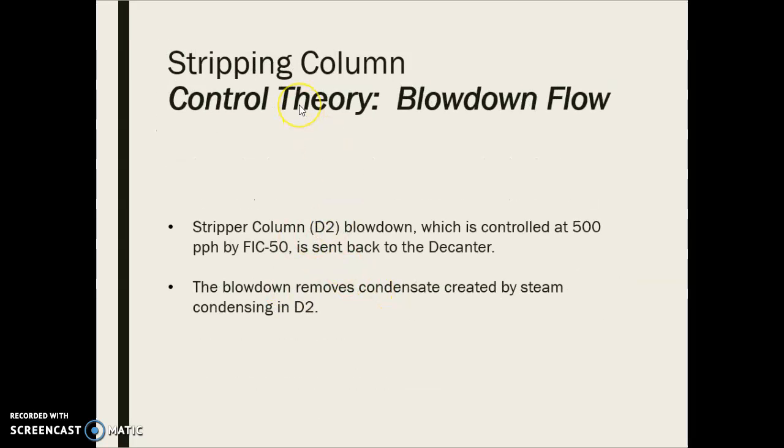Okay? All right, blowdown flow. The stripper column D2 blowdown is controlled at 500 pounds per hour by FIC50 and it is sent back to the decanter. The blowdown removes the condensate created by the steam condensing in D2.